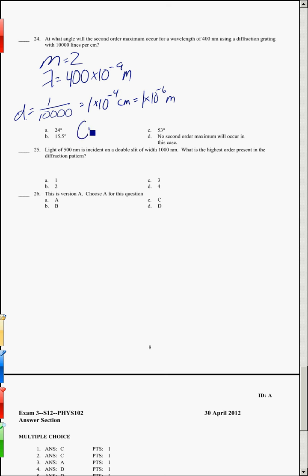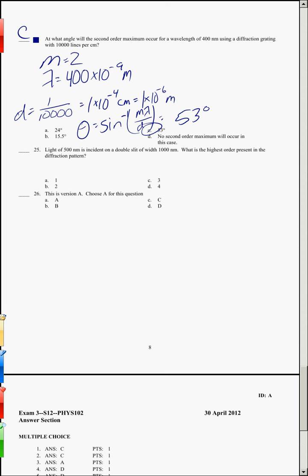Now, I want to know the angle, the inverse sine of m lambda over d. Putting in those values, m, lambda, and d, I get 53 degrees. So that's C for number 24.